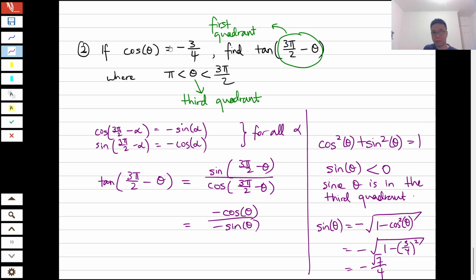So we know cosine is negative 3 on 4. We know sine is negative root 7 on 4. So tan of 3 pi on 2 minus theta is cosine divided by sine. And that gives me 3 root 7 on 7, rationalizing the denominator and cancelling the negative signs. So, quite a lot of steps.